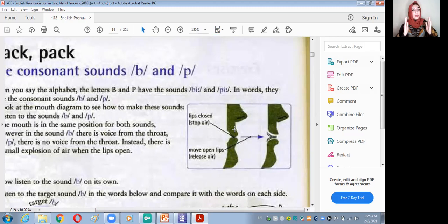And then in the next step, we suddenly open the two lips, and in this case the air is released. It comes out of the mouth, and there is like an explosion. You can hear a noise or an explosion when the air is released suddenly out of the closed lips, tightly closed lips.